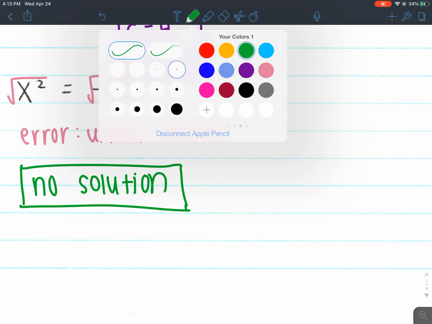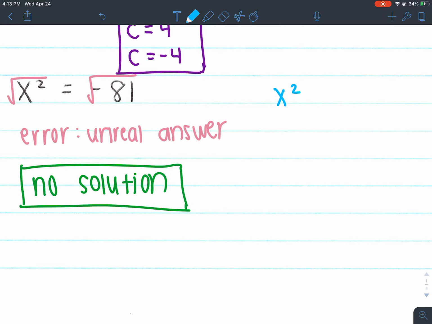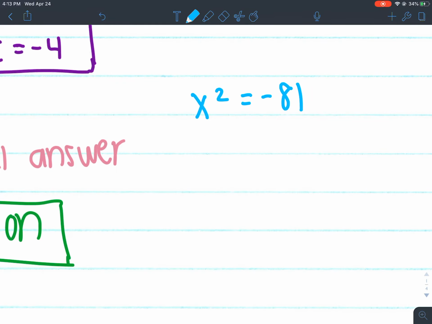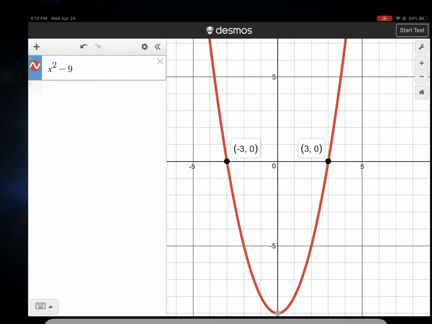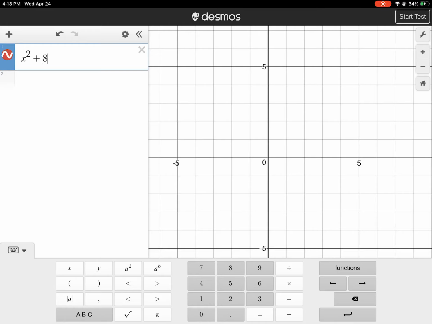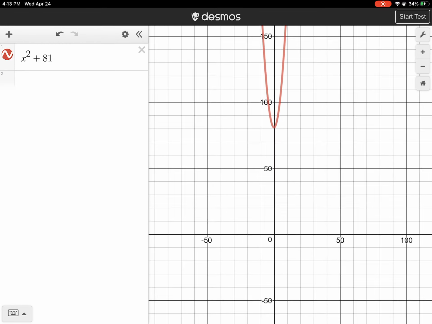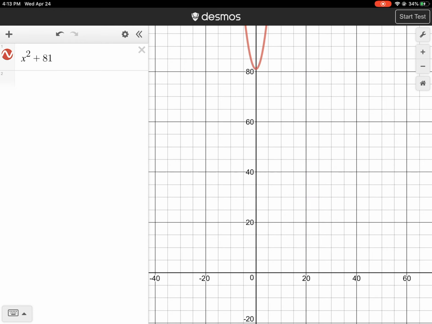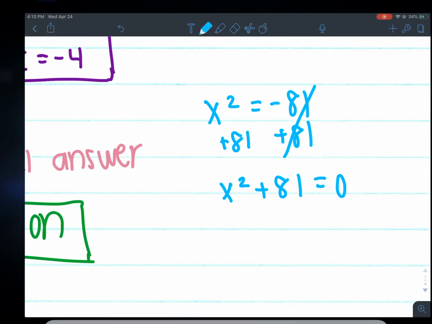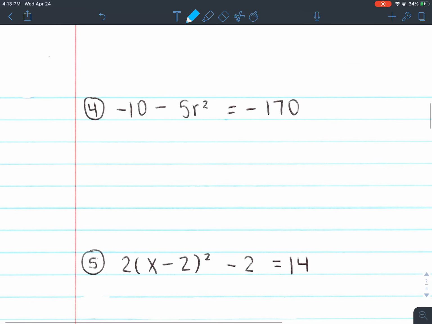When I'm writing in blue, you don't have to write. If I wanted to graph this, I need it equal to 0. So I'm going to add 81 to both sides. x squared plus 81 equals 0, right? So I'm going to graph that in my Desmos really quick. Plus 81. And let's zoom out. Okay, so my quadratic is all the way up there. Now, our answer was no solution, and that makes sense because solutions are x-intercepts, and this clearly doesn't have any. It's nowhere near the x-axis. It's like 80 units above. So, no solution. All right, number 4.